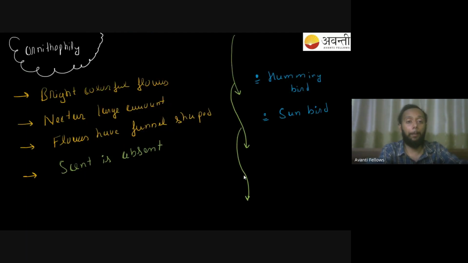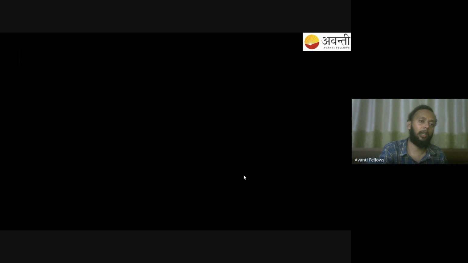So now, brightly colored flowers, nectar seen in large amounts, flowers are funnel shaped, and scent is absent in the flower. Hummingbird and sunbird are the best examples of birds known to carry out pollination for the flower. So that should be clear to all of you.